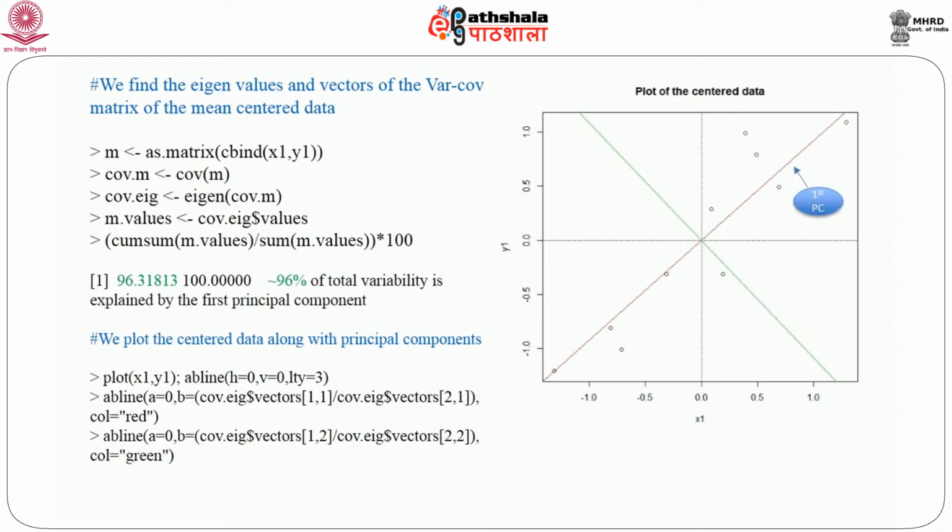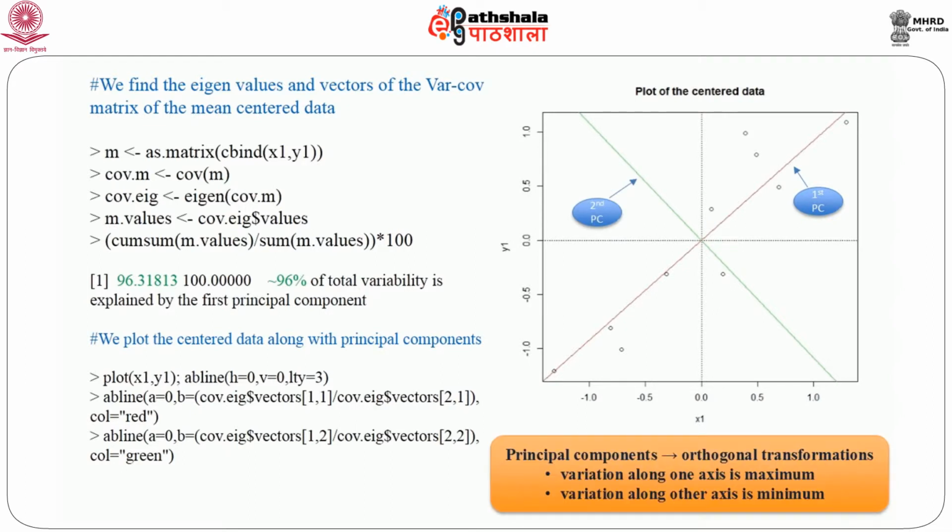Note that principal component analysis is basically an orthogonal transformation of the axis, and the orthogonal transformation is so chosen that the variation along the first principal component is maximum and the variation along the second principal component is minimum. So, this was about the graphical interpretation of principal component analysis.